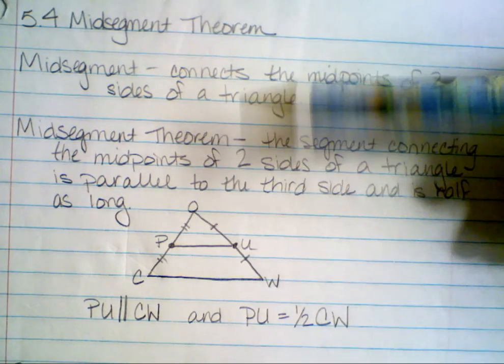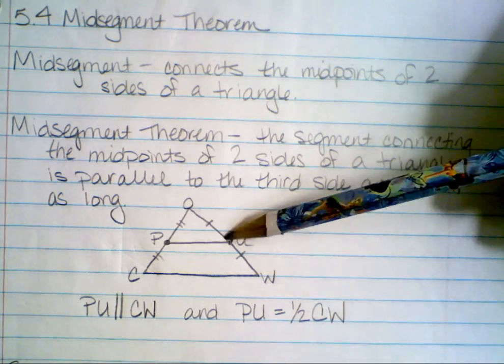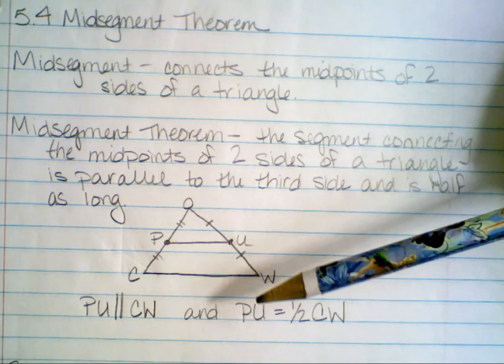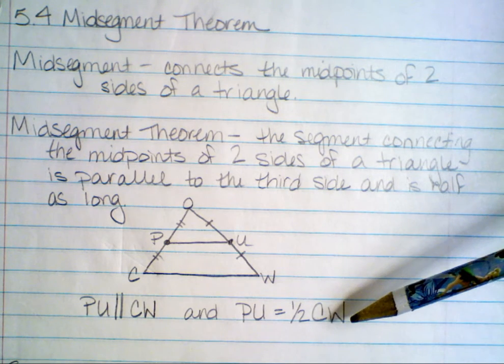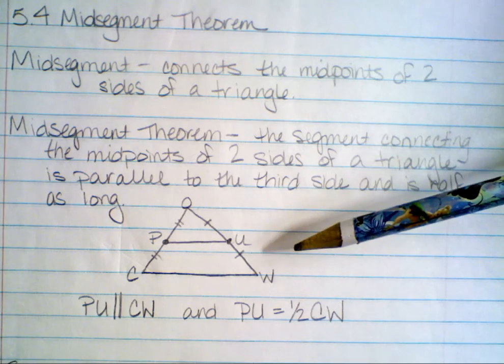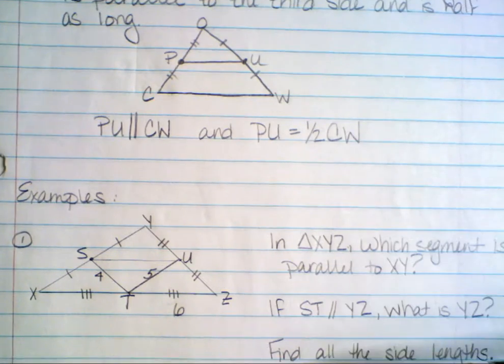So in my triangle COW, segment PU is parallel to CW, and PU equals half the distance of CW. Both of those things are true for a mid-segment. Okay, let's look at a couple of examples here.